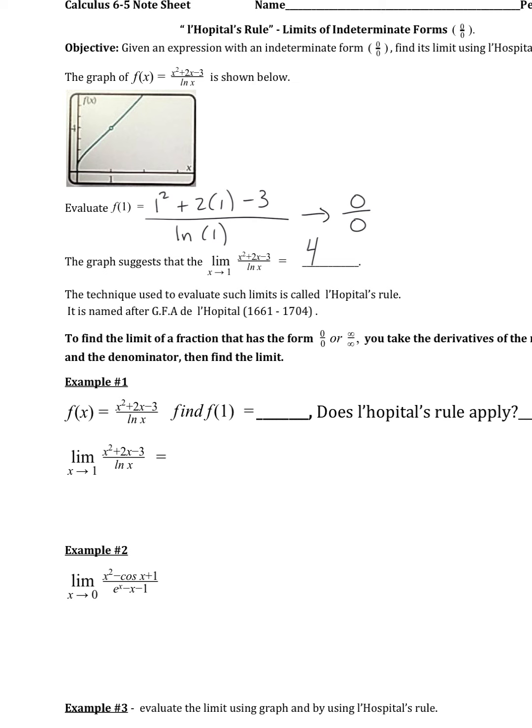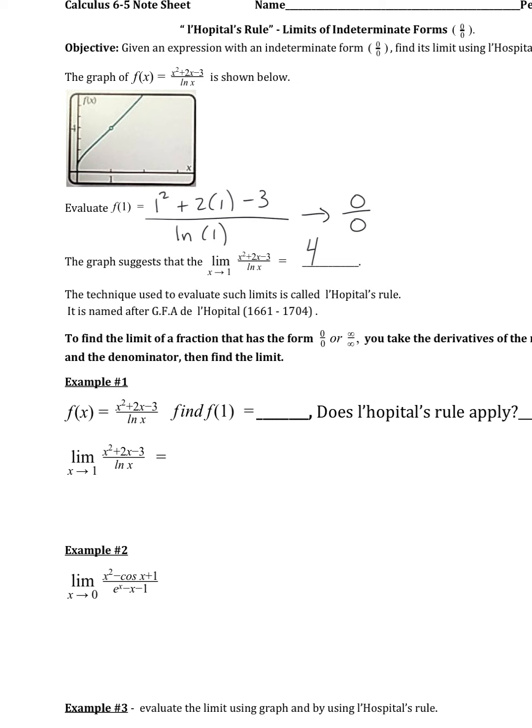The technique used to evaluate such limits is called L'Hopital's rule. It is named after L'Hopital, who lived way back in 1661 to 1704. To find the limit of a fraction that has the form 0 over 0 or infinity over infinity, L'Hopital's rule also works for infinity over infinity. You simply take the derivatives of the numerator and the denominator, and then you find the limit of that.